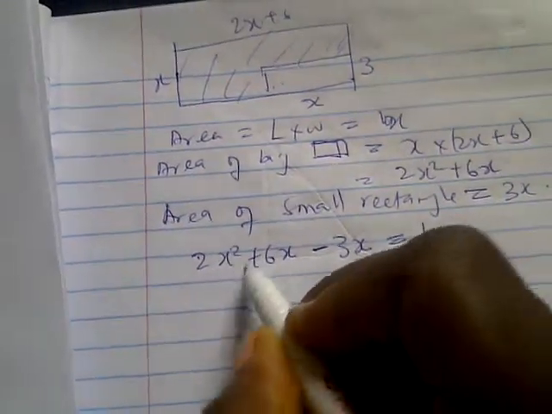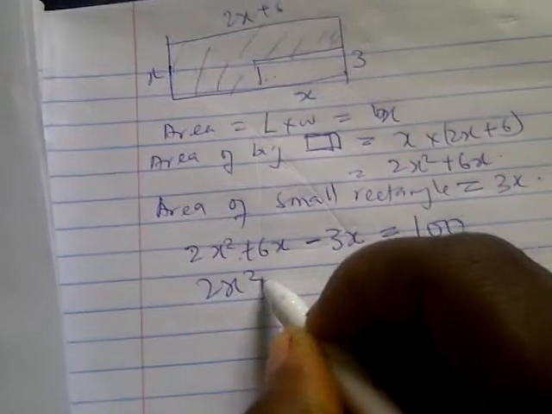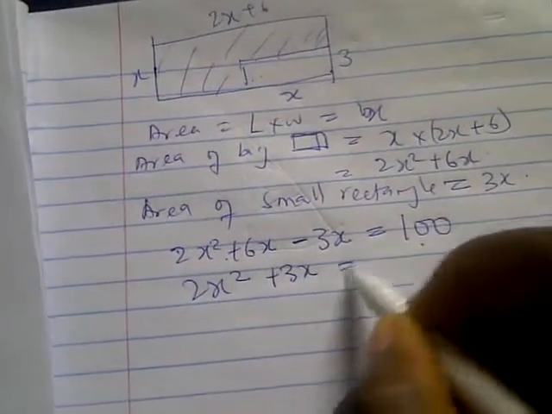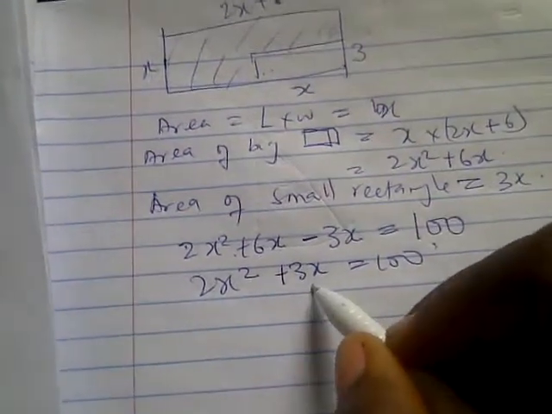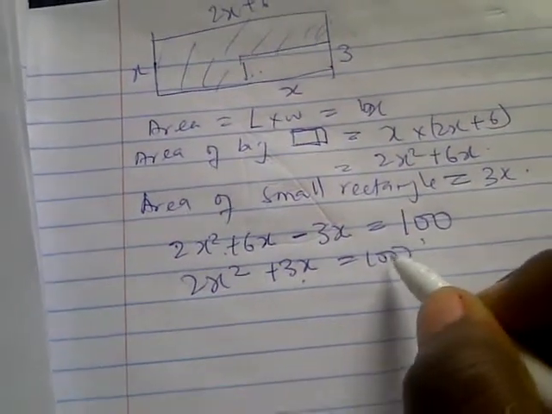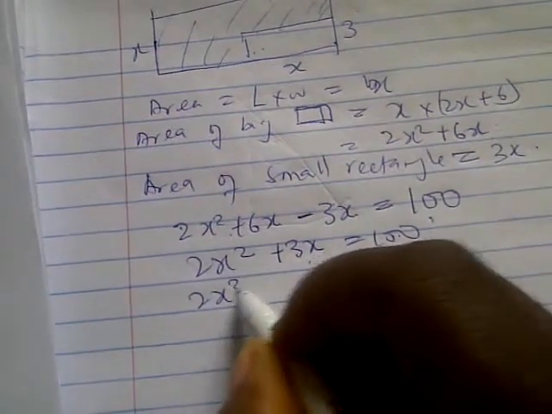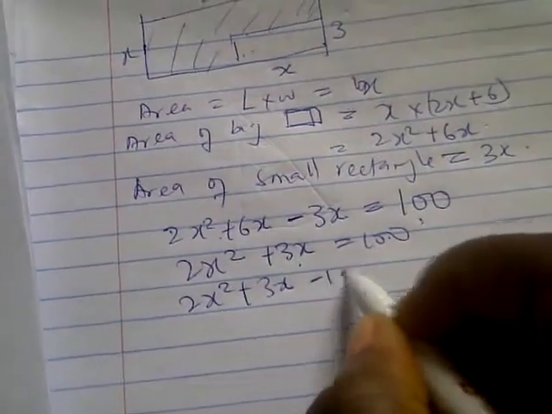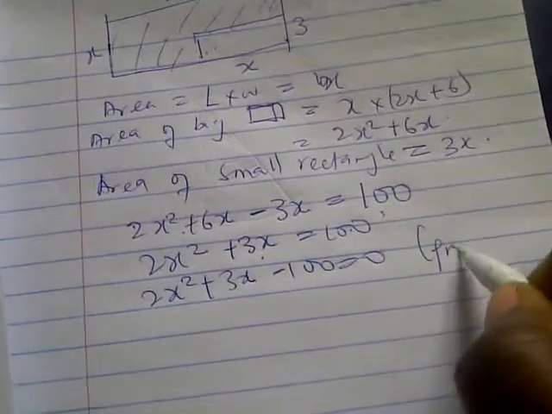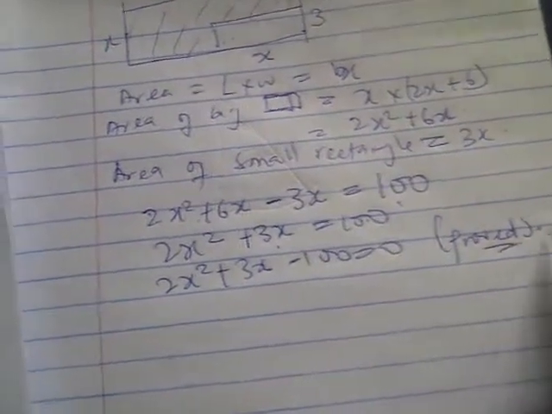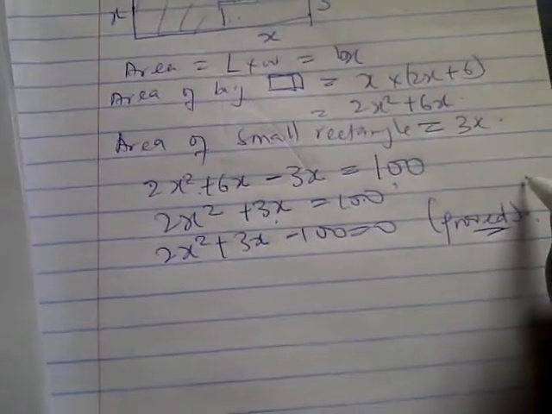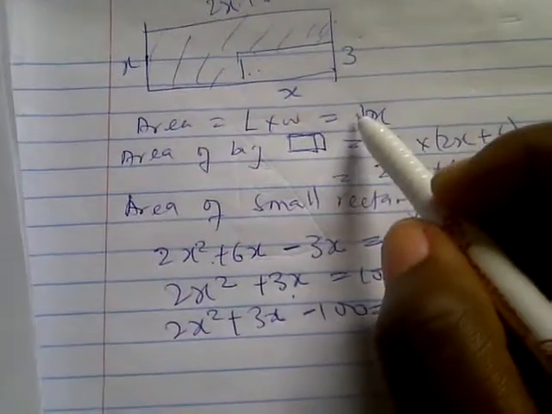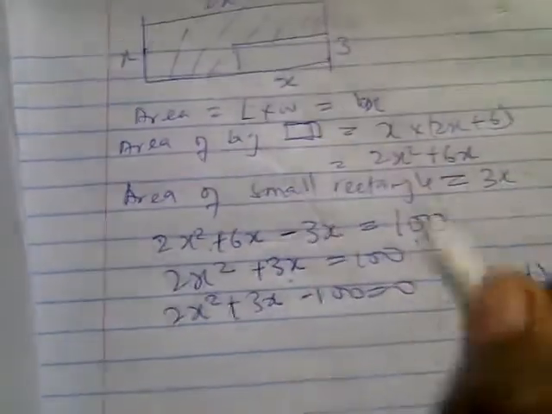Now this minus this is going to be 2x squared plus 3x is equal to 100, but we're told to prove that 2x squared plus 3x minus 100 is equal to 0. To pull this to this side, you have 2x squared plus 3x minus 100 equal to 0. So it's proved. Okay, we've been able to prove that. Now we're asked to calculate the length of the smaller rectangle. That's this length, x. We're told to find x.